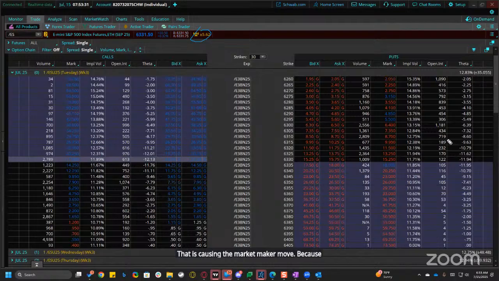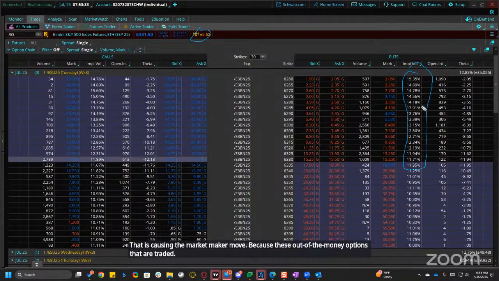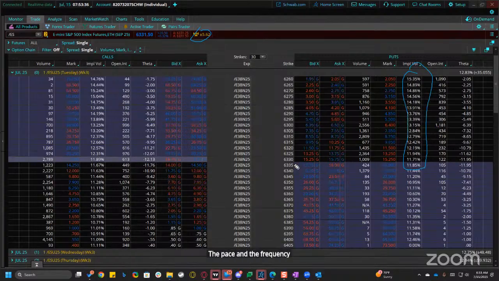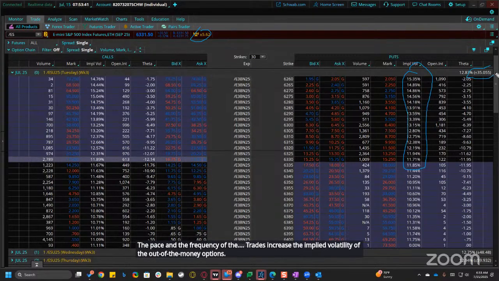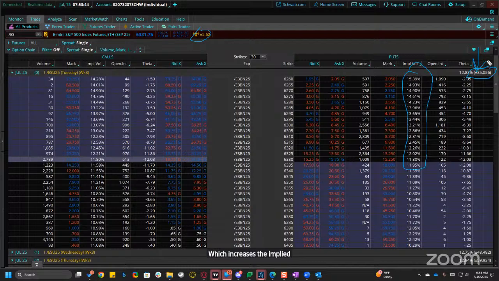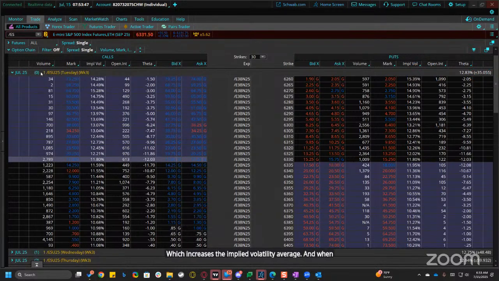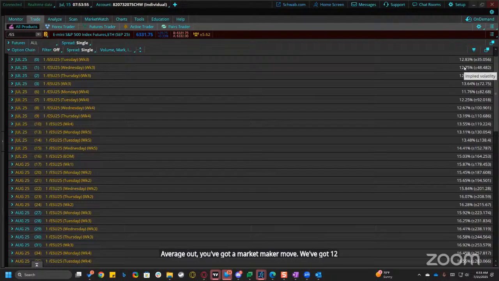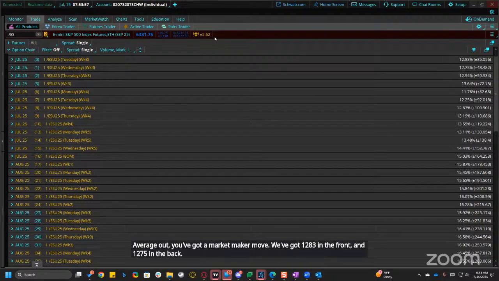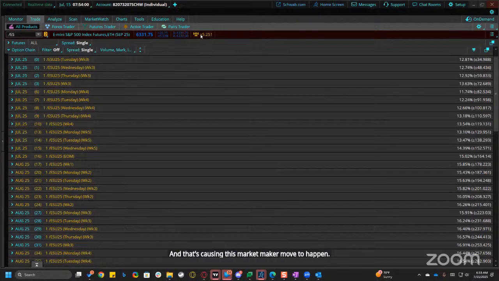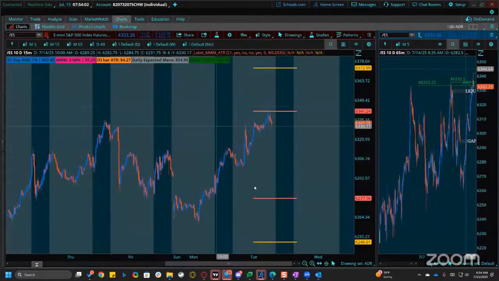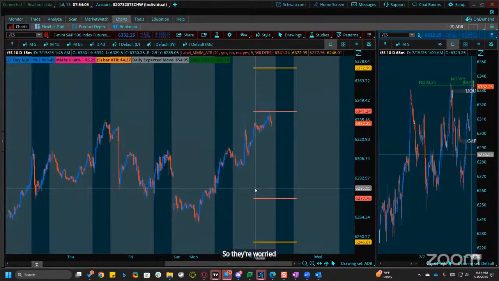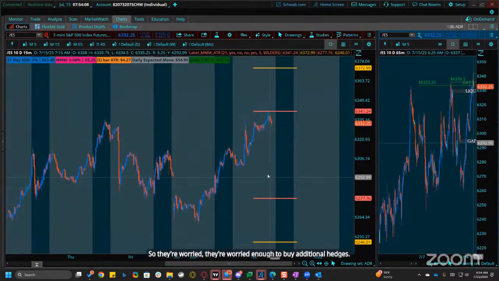because with these out of the money options that are traded, the pace and the frequency of the trades increase the implied volatility of the out of the money options, which increases the implied volatility average. And when the average in the front expiration gets higher than the next average out, you've got a market maker move. We've got 1283 in the front and 1275 in the back, and that's causing this market maker move to happen. So they're worried. They're worried enough to buy additional hedges to protect in front of CPI.